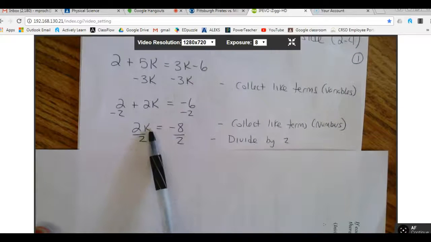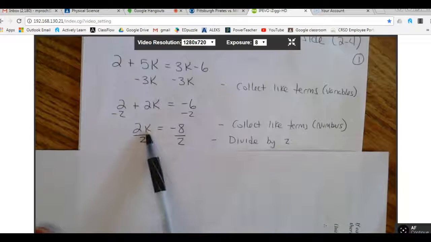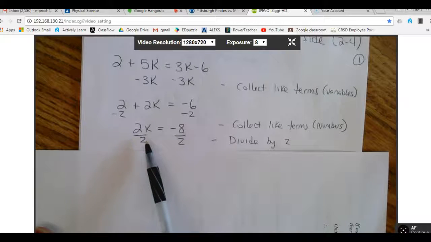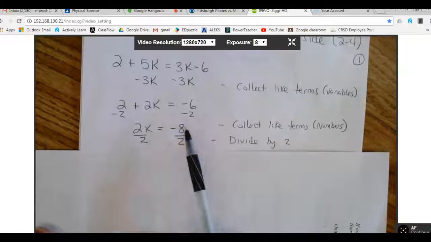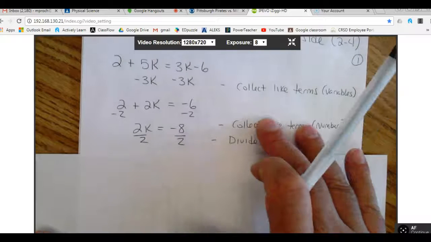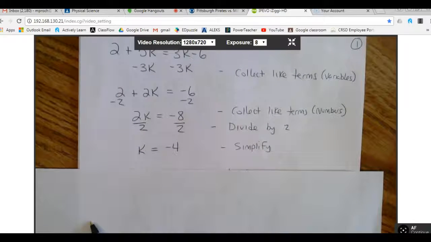So then if I want to get k by itself, I have 2 times k, so I have to do the opposite. I have to undo that multiplication. I do it by doing the inverse of it, which is division. So I do it to both sides. I divide 2k by 2 to get rid of the 2, but I also have to do the same thing, negative 8 divided by 2. So then I end up in the end with k equals negative 4. Okay, that's my final answer.